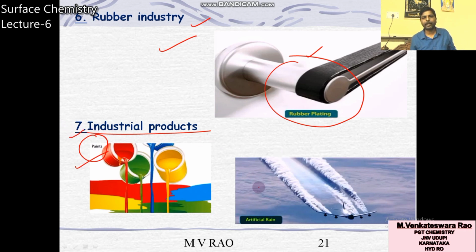Next, the last point, artificial rain. In the making of artificial rain also, the colloid principle is used. So with this I want to conclude this chapter, surface chemistry.